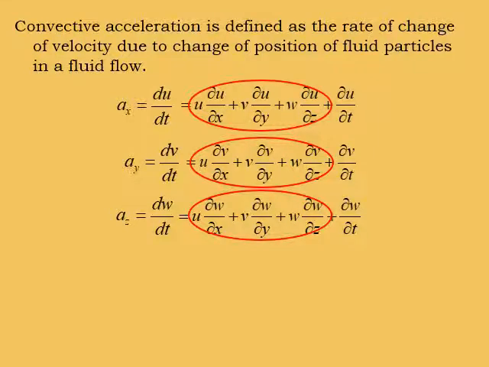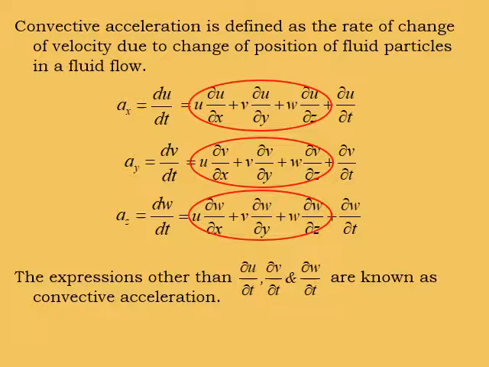So the terms other than dou u by dou t, dou v by dou t, and dou w by dou t are called convective acceleration. The expressions other than dou u by dou t, dou v by dou t, and dou w by dou t are known as convective acceleration. So these are the two terms connected to acceleration, that is convective acceleration as well as local acceleration.